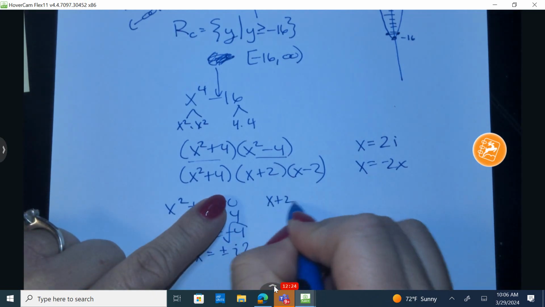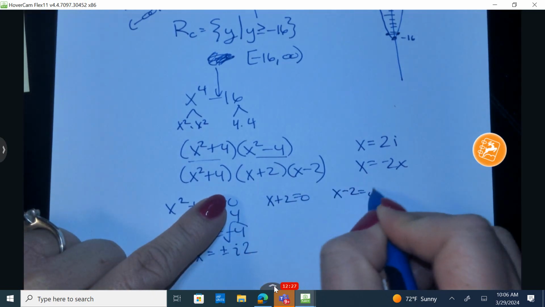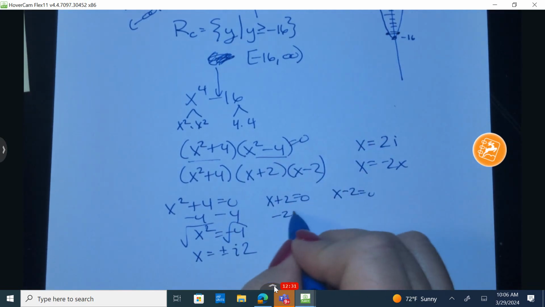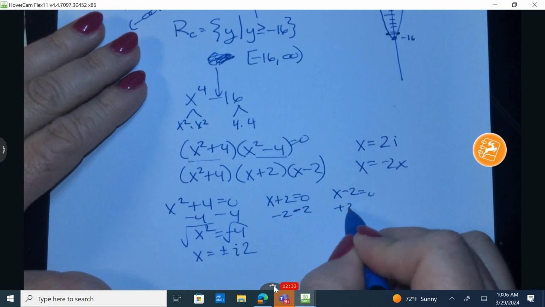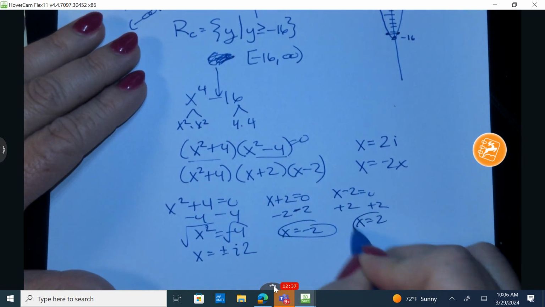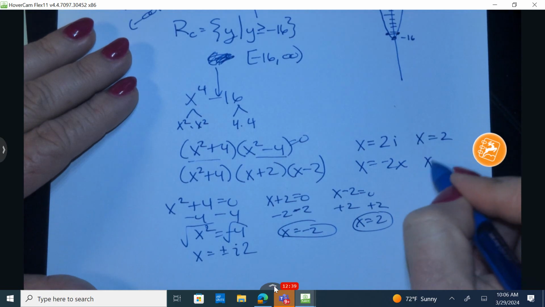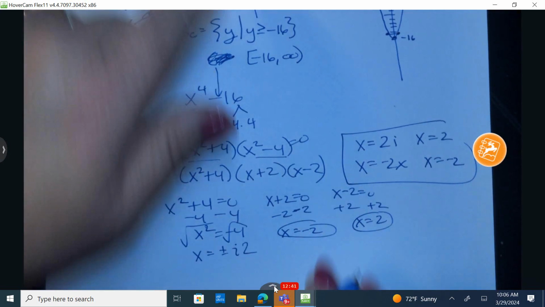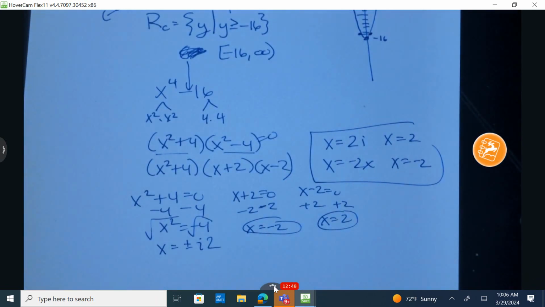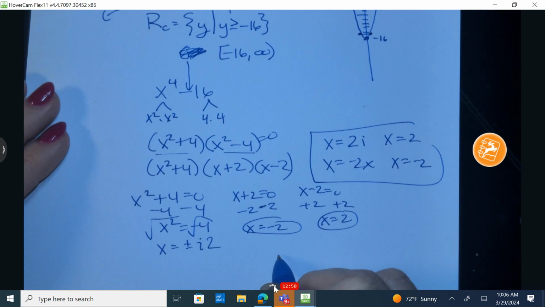Here I have x plus 2 equals 0 and x minus 2 equals 0. I could achieve the exact same thing just setting this equal to 0 and moving the 4 over. Subtract 2 and add 2. I get x equals negative 2 and x equals positive 2. So here is a list of the zeros. There are 4 different zeros. When I identify the x-intercepts, I'm only listing the real ones. So (2, 0) and (negative 2, 0).